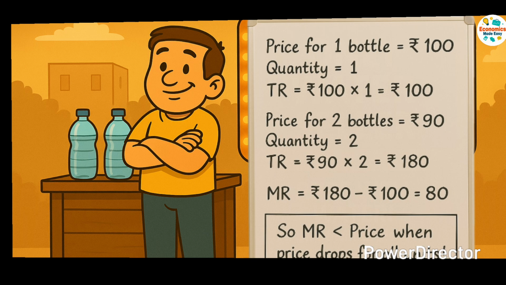So total revenue for one bottle is rupees 100. Total revenue for two bottles is rupees 180. So marginal revenue is 180 minus 100, that is 80. See, even though the price is rupees 90, the MR is rupees 80. So in monopoly, the marginal revenue curve always lies below the average revenue curve.